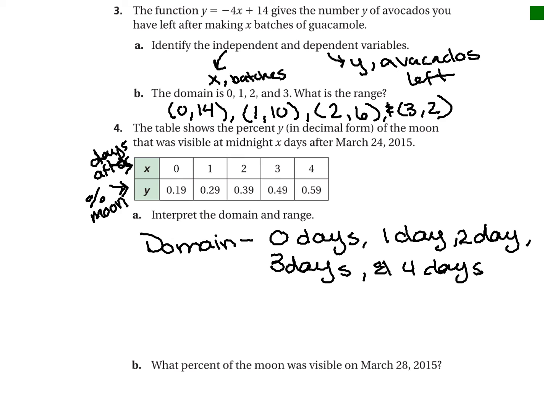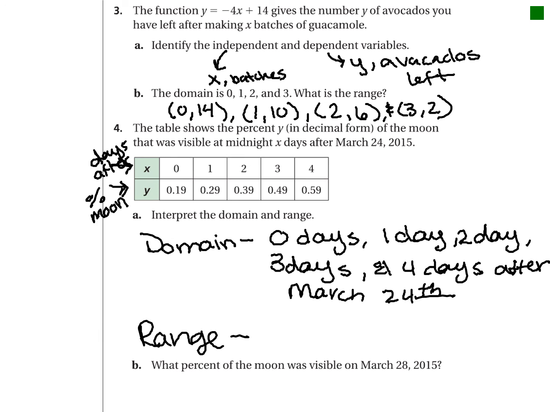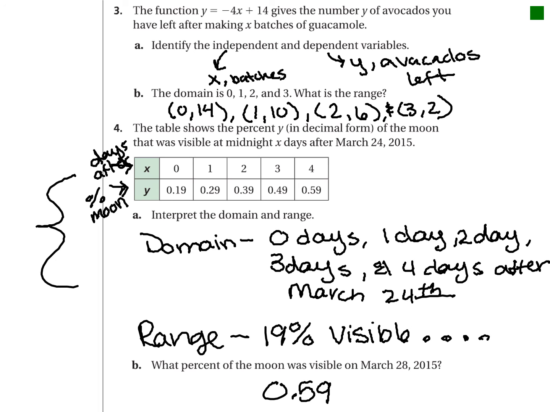Those are the percentages. When it asks in part B, what percent of the moon was visible on March 28th, you have to count how many days after March 24th. And we see that that is 4 days after March 24th, and so the range must be 0.59. The interpretation just requires some more words. The range there would be 19% visible, 29% visible, and so forth. This links the number you see in the table to the description of it in the words above: percentage of moon visible for each day after the 24th of March.